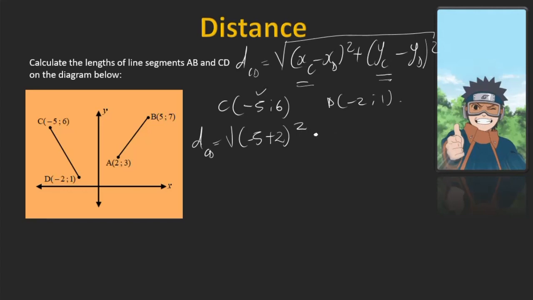See why it's positive? I hope you do. I have to put this phone on silent. Then my y at C is how much? It's 6 minus my y at D, which is how much? 1. We square that.